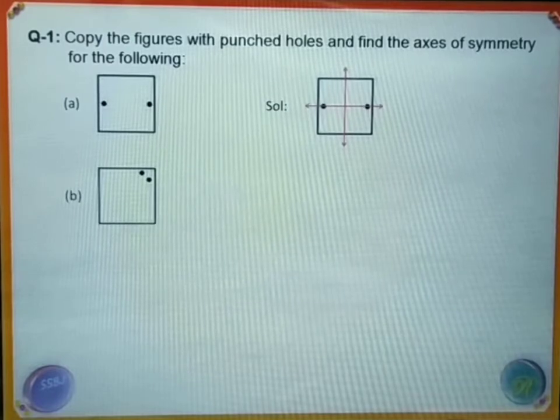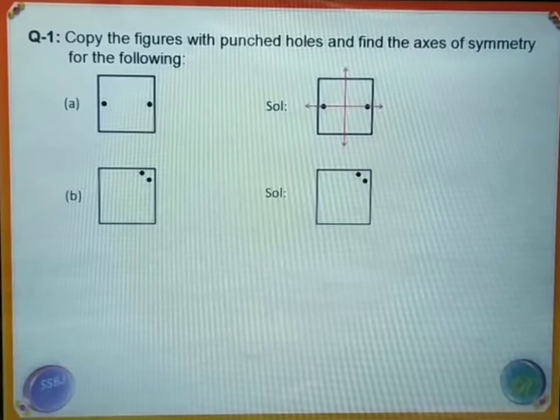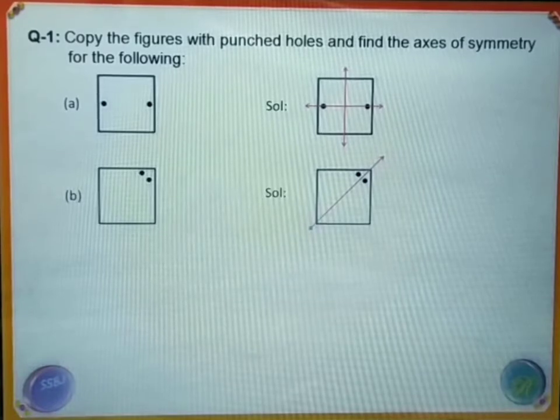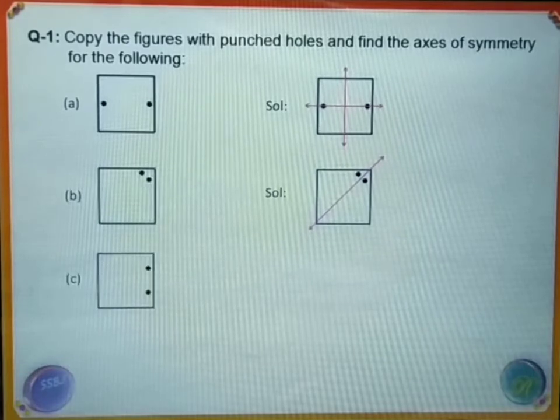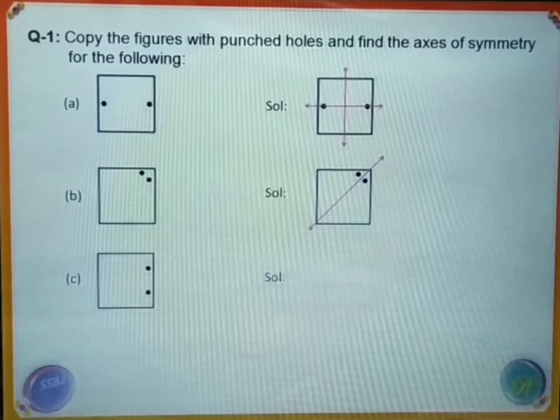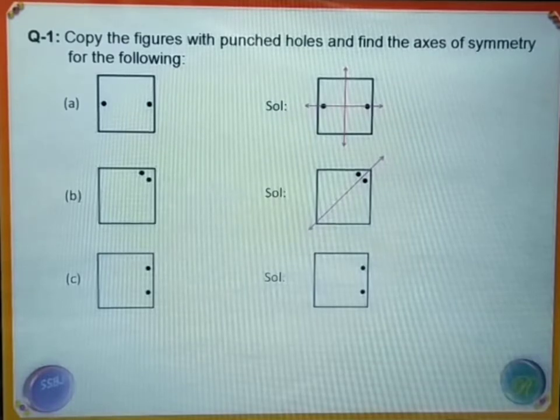B. Solution. Take the copy of this figure. Draw axis of symmetry. C. Solution. Take the copy of this figure. How many lines of symmetry are we going to get? Only one.